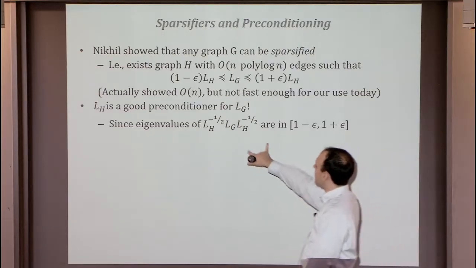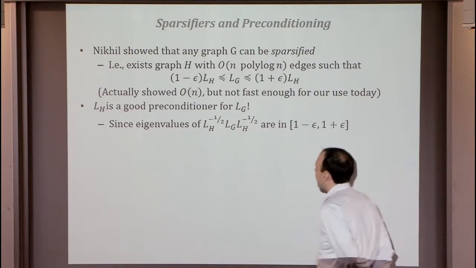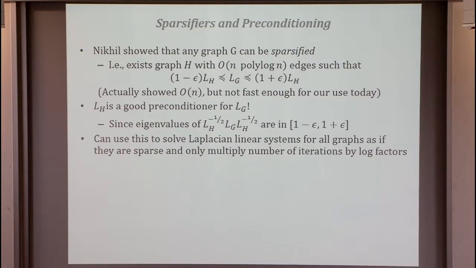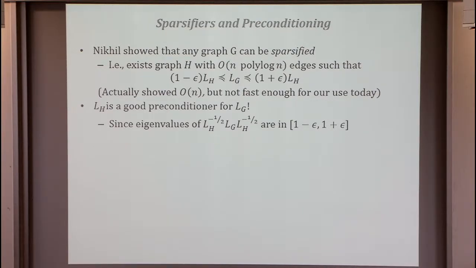Okay, so all of the eigenvalues of this, LH negative a half, LG, LH negative a half, if I just multiply that whole thing through on left and right, I get that all of the eigenvalues are between 1 minus epsilon and 1 plus epsilon. And so in particular, this is really good news, because it says that if I use the sparsifier as a preconditioner, I get a condition number that's 1 plus or minus epsilon. And so if I were able to handle the sparsifier, then I'd be able to handle the original graph.